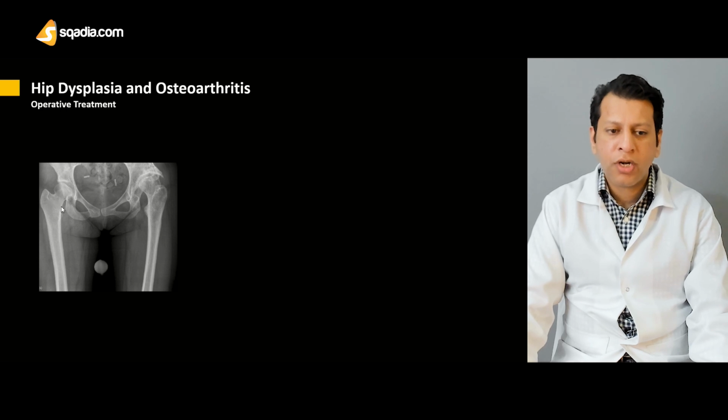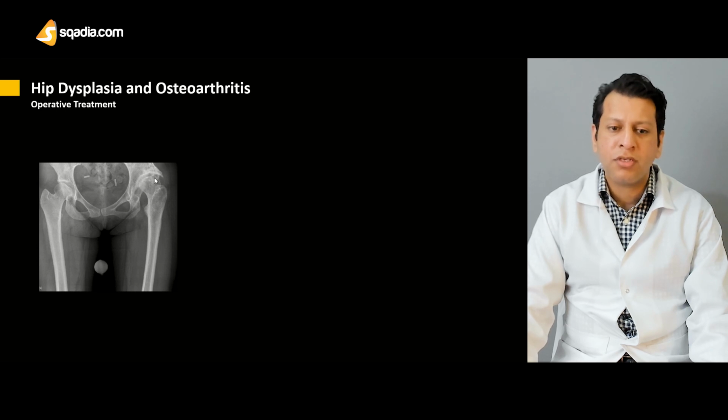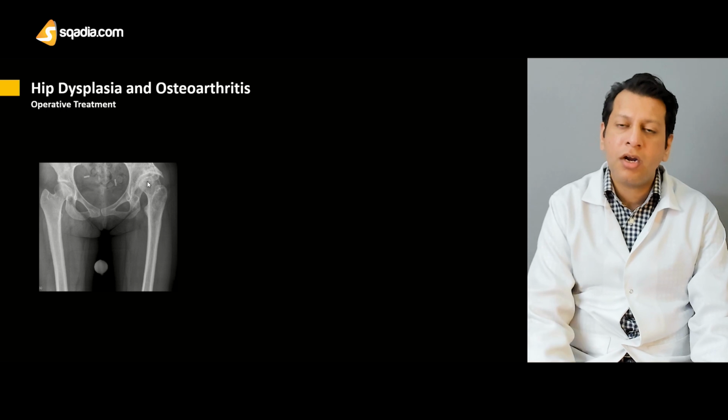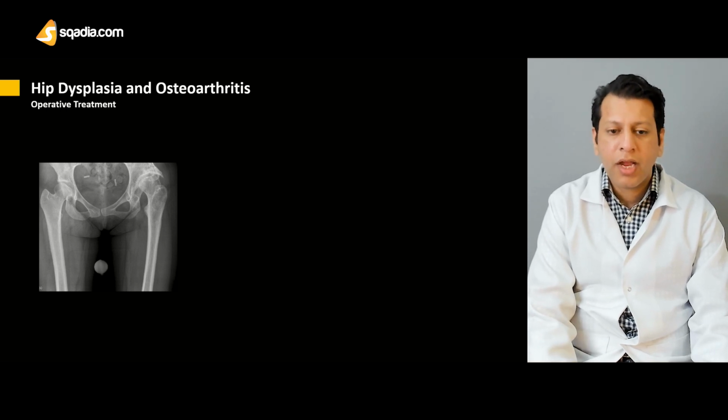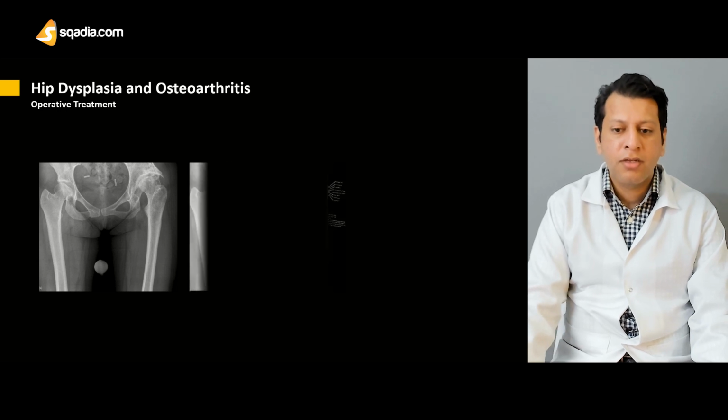This is a very short neck on the right side, but on the left side you can appreciate that although the neck is short, the head is deformed, and it's going up into the false acetabulum. This is the true acetabulum, which has become shallow and more osteopenic, and this is the false acetabulum in which the head is actually articulating in the hip joint. For that, you would probably require some form of surgery, and you need to bring it down like this.